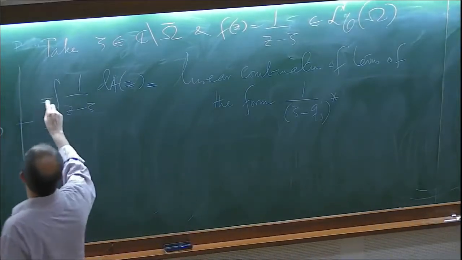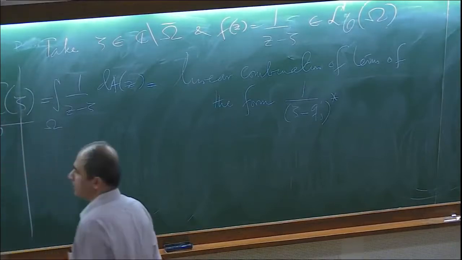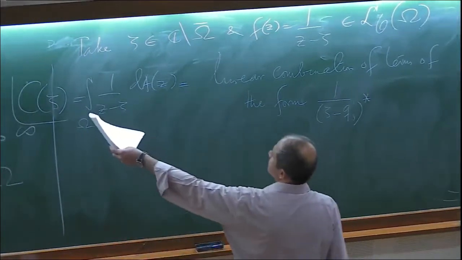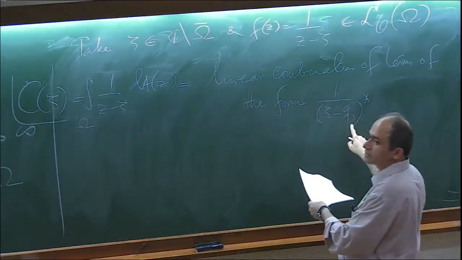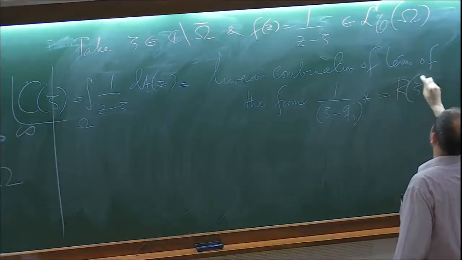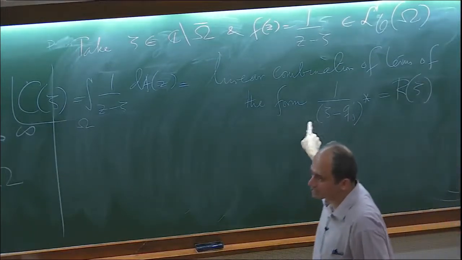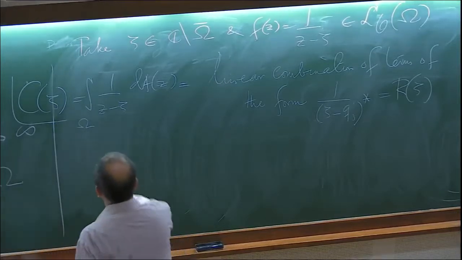But this, of course, is exactly the Cauchy transform. The Cauchy transform as a function of zeta, zeta outside your domain, is in fact a rational function here. So this is your rational function, globally defined, and it agrees with the Cauchy transform outside. Okay, so far so good.